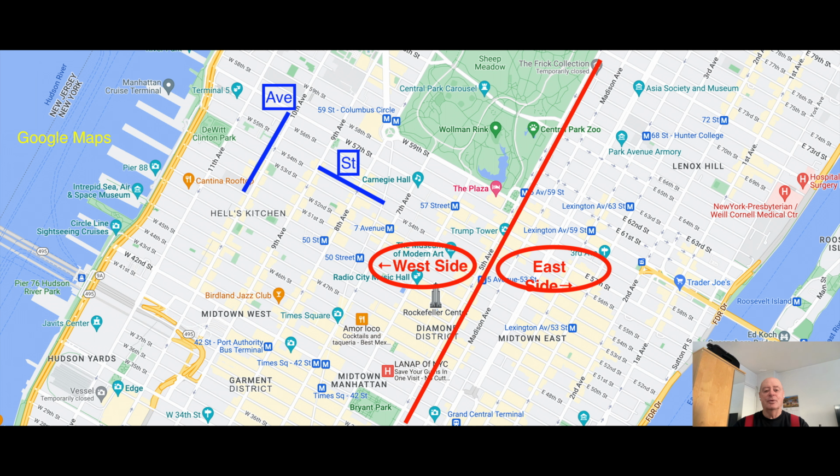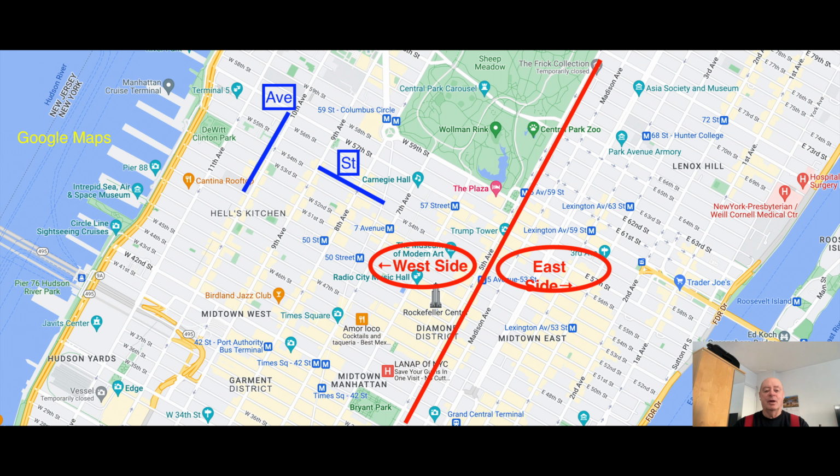The street grid helps you understand just why there's an east side and a west side. The split is Fifth Avenue. Everything to the right, that is to the east of Fifth Avenue, is called the east side, and everything to the left, that is west, is called the west side. Furthermore, avenues, which are shown right here with dark blue, generally run north and south. Streets run east and west.